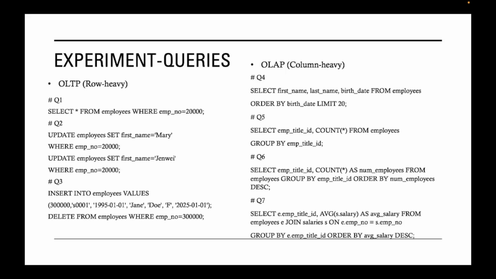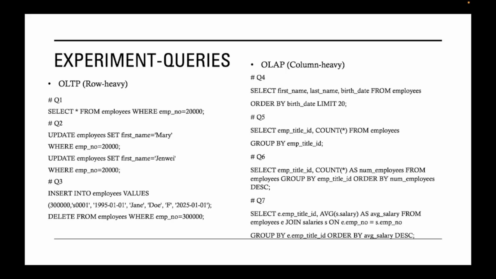We selected 2 sets of queries, OLTP and OLAP queries. OLTP queries are designed to mimic online transaction processing. They perform small, frequent operations, usually on a single row at a time. Our Q1 is a simple select that retrieves the full row where employee number equals 20,000. Our Q2 is an update to change the name of an employee at employee number 20,000. And Q3 is an insert where we insert a new employee and then remove that employee so we can run this query back to back to back.